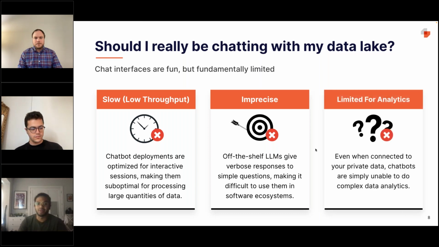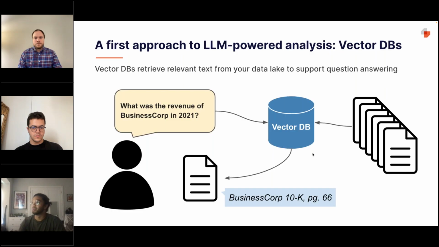And then finally, at the end of the day, chatbots are terrible data analysts. If you try to connect your private data, the most popular implementation of chatbots today are unable to answer basic questions that might be expected of them from data analysts. And the reason for this is a fundamental limitation in the architecture of the most popular private Q&A systems. These architectures use what are called vector DBs. A vector DB, for those who aren't familiar, is a piece of architecture that retrieves relevant text from your data lake in order to support question answering.